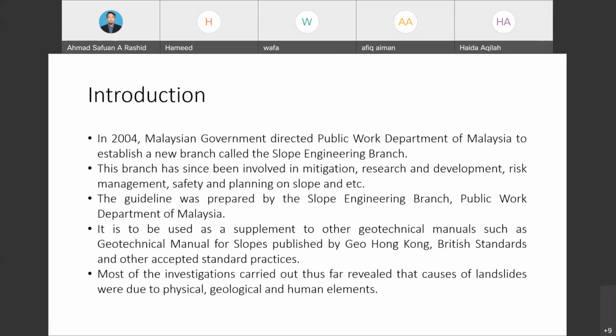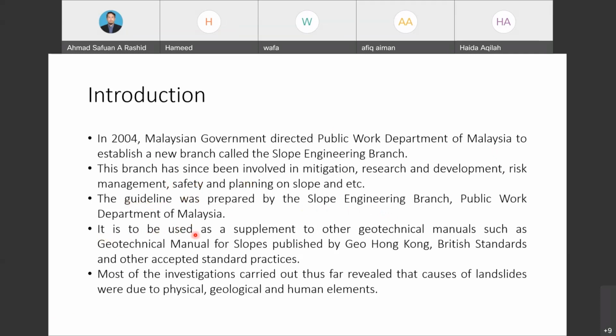So in Malaysia, in 2004, the Malaysian government directed the Public Work Department of Malaysia to establish a new branch called the Slope Engineering Branch. This branch has since been involved in mitigation, research and development, risk management, safety and planning on slope, especially in Malaysia. So the guidelines were prepared by the Slope Engineering Branch, Public Work Department of Malaysia.